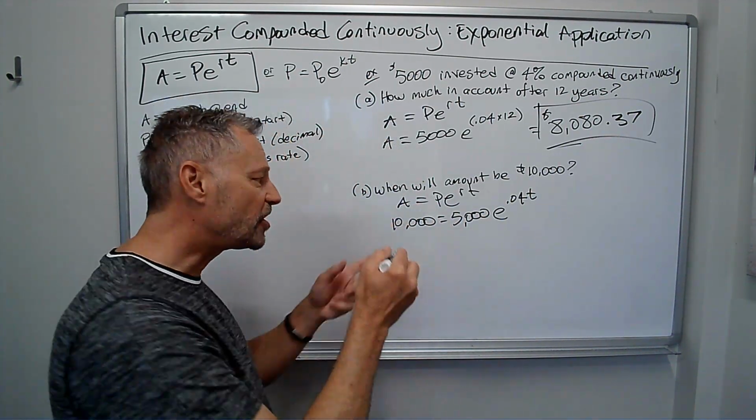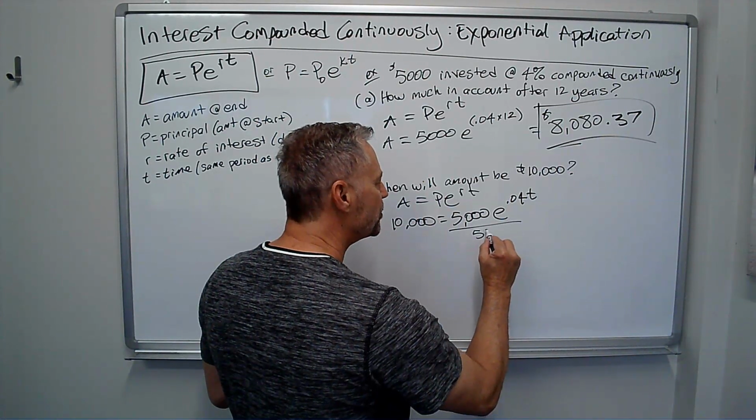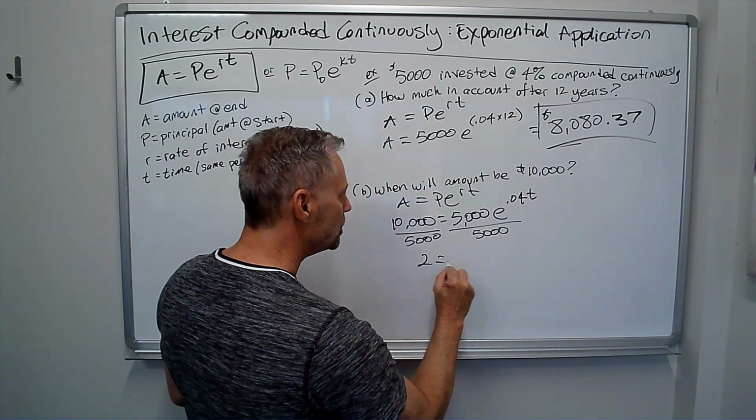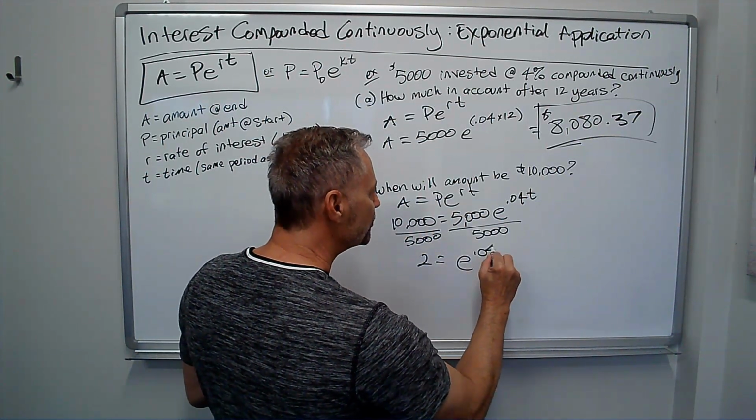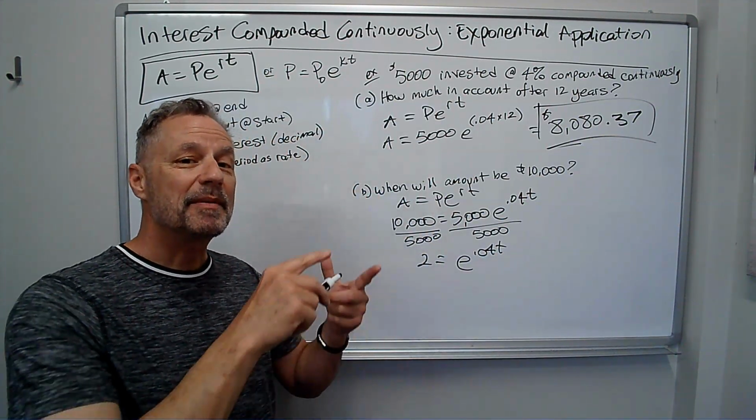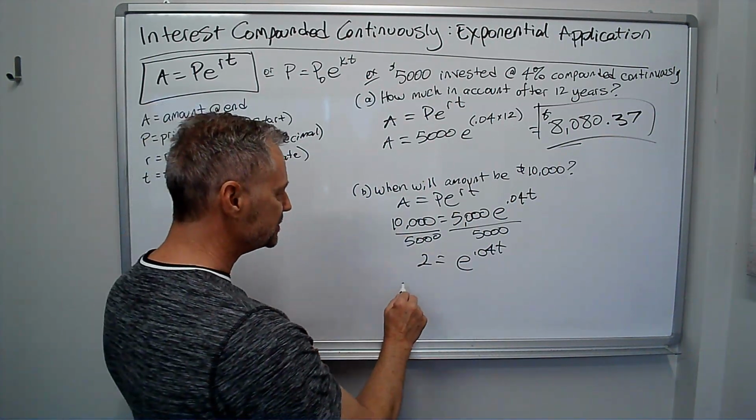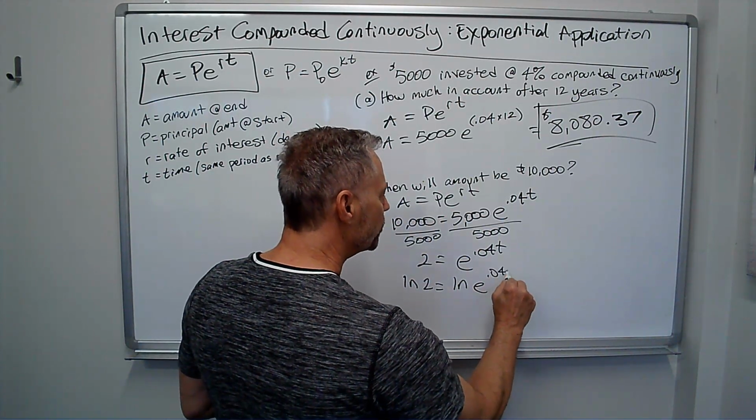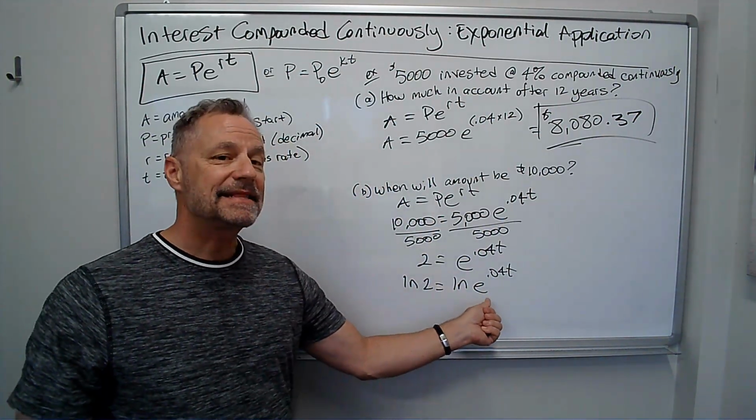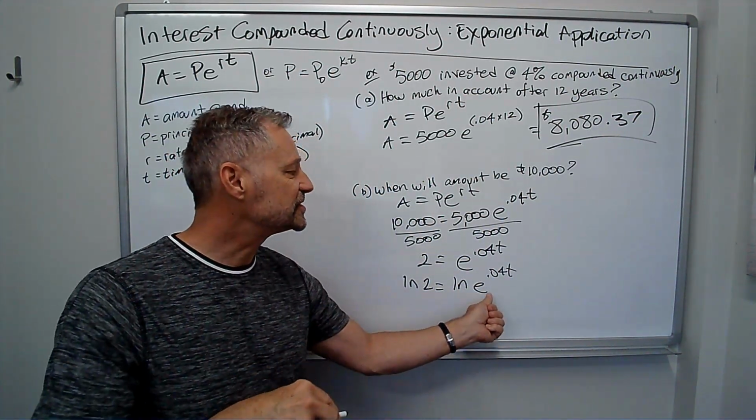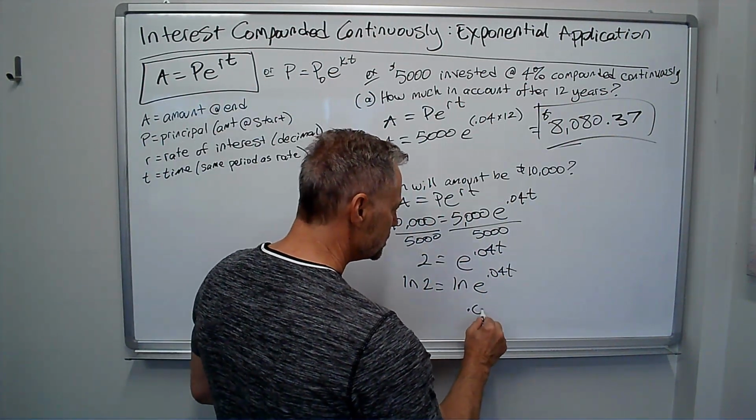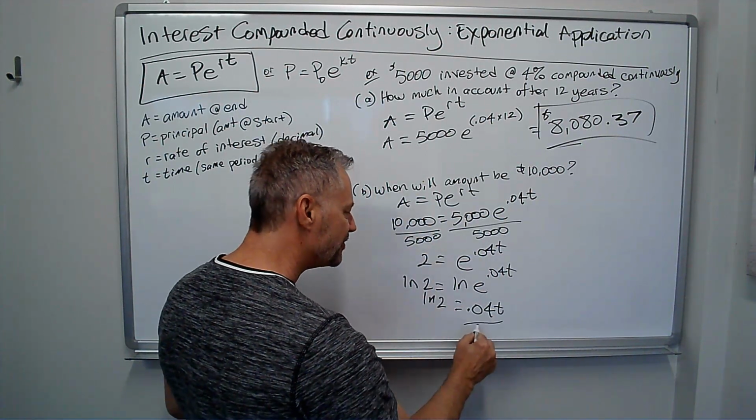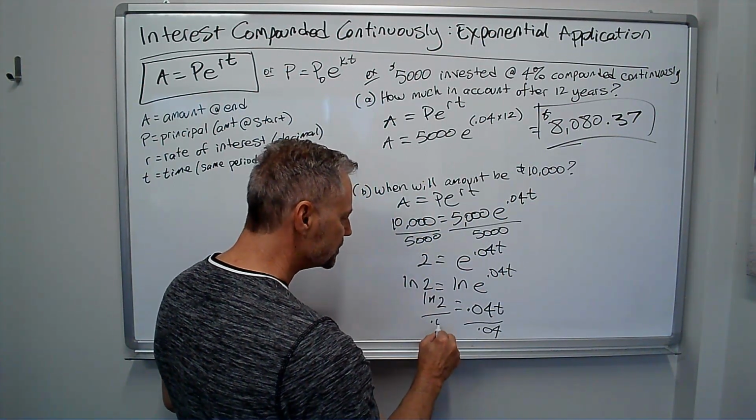Okay, so remember to solve this, I need to get rid of that 5,000. It's not part of the exponential. That just gives me 2 equals e to the 0.04t. And then remember to solve that, we take the ln of both sides. So we get ln of 2 equals ln of e to the 0.04t. The ln and the e cancel each other out. They're inverses. I just get 0.04t equals ln of 2.